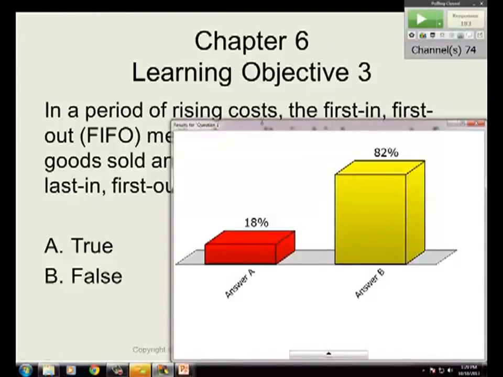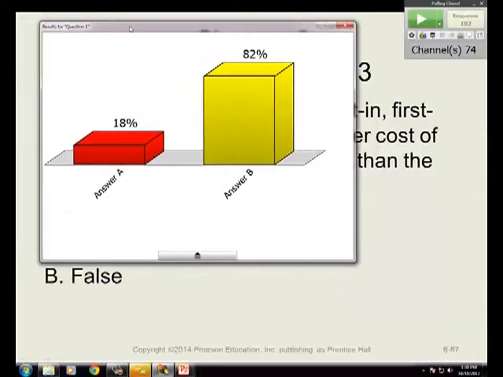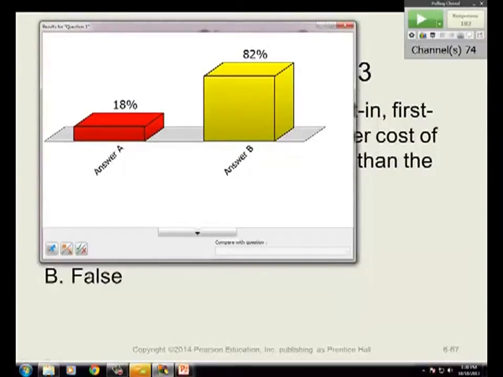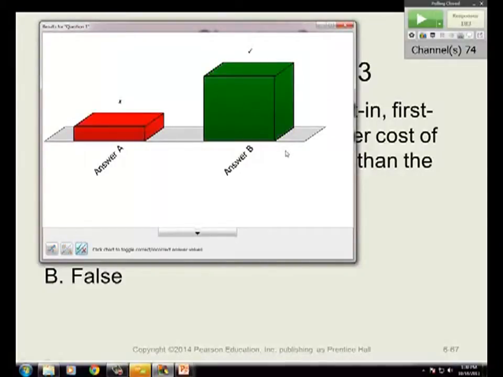All right, okay, good. So we got 18% still getting this thing wrong. FIFO would not give you the highest cost of goods sold in rising prices. It would give you the lower, because it's the first ones in at the old low cost. It gives you the higher ending inventory.